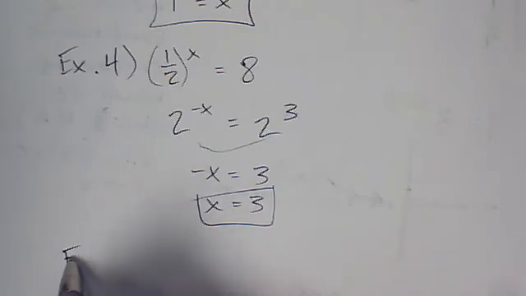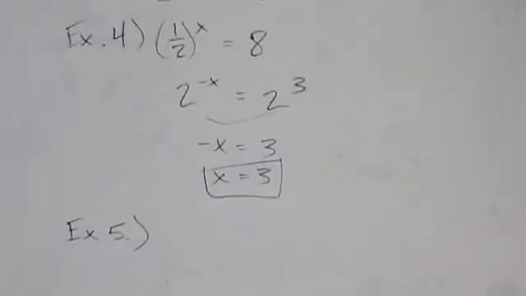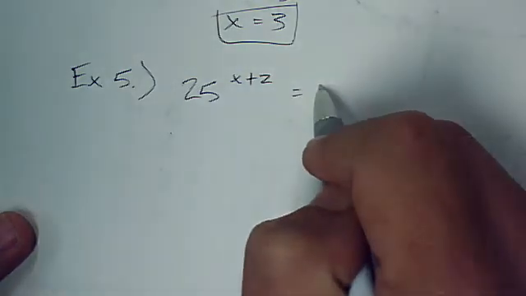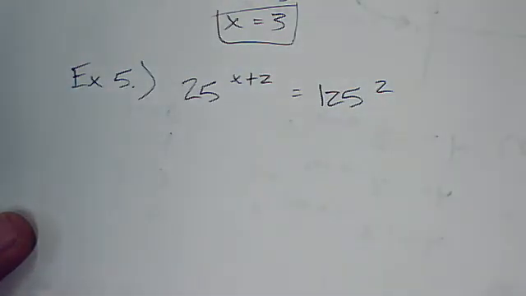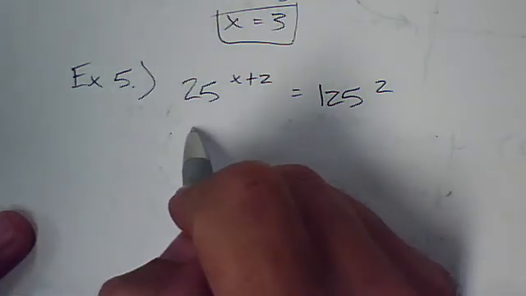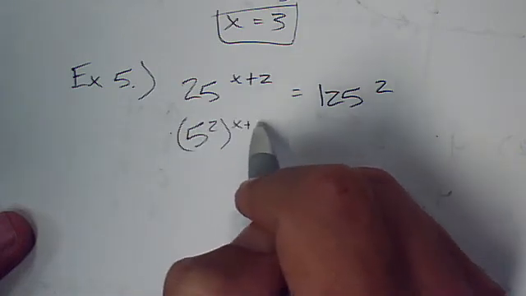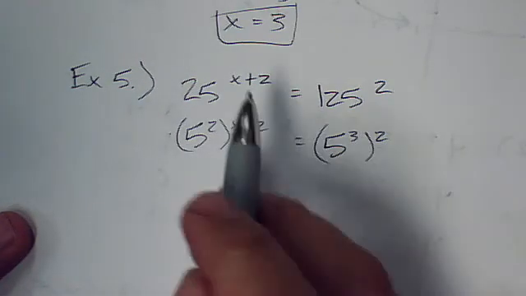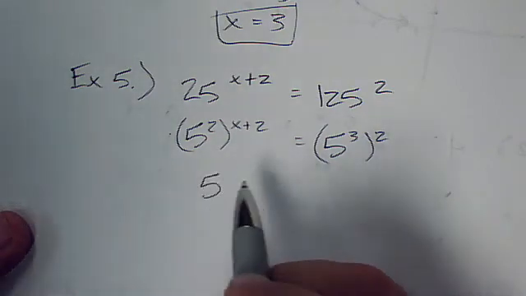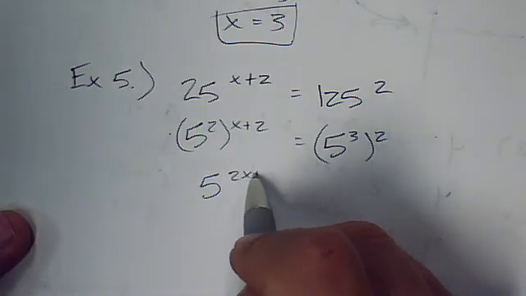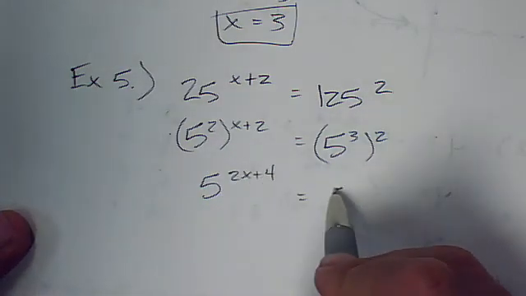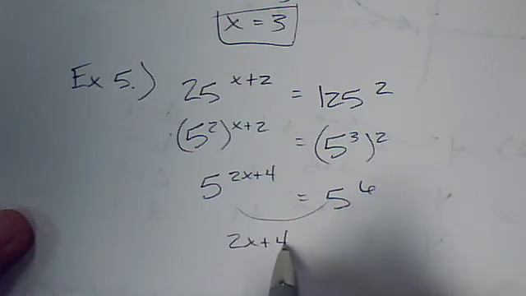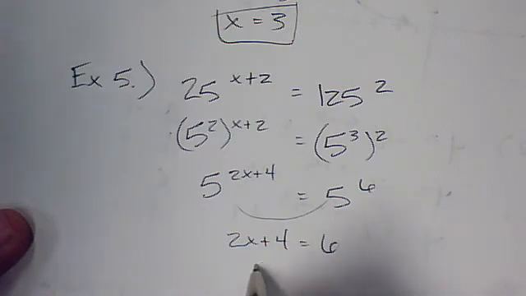Okay, here's another one. If I've got 25 to the x plus 2 equals 125 squared, then a good base to use for both of those would be 5. So this could be 5 squared to the x plus 2. And then this could be 5 cubed squared. And then we can work that out. So we're looking at 5 to the 2x plus 4 equals 5 to the 6. Got a same base there, so now we can set our exponents equal to each other. And then we can solve from there.